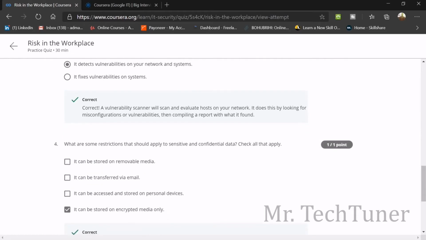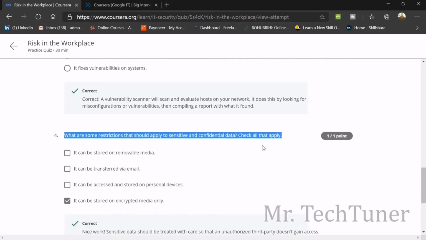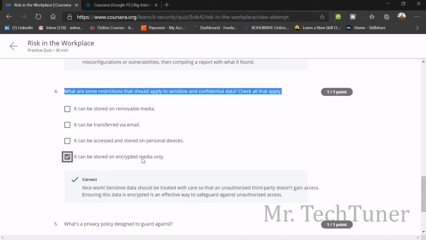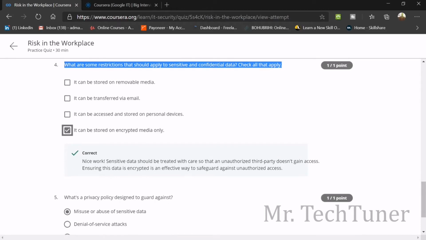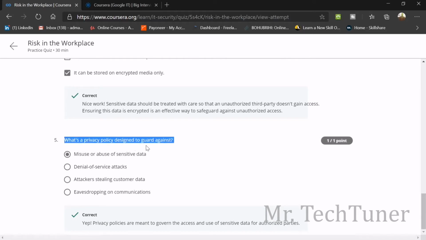Okay, and number four, what are some restrictions that you should apply to sensitive and confidential data? It can be stored on encrypted media only. There is only one answer. What's the privacy policy designed to guard against? It's misuse or abuse of sensitive data.